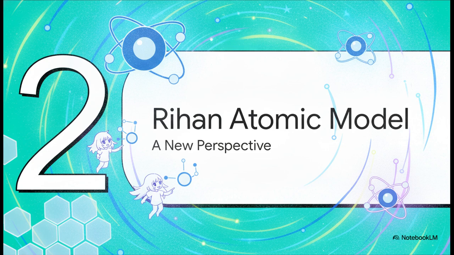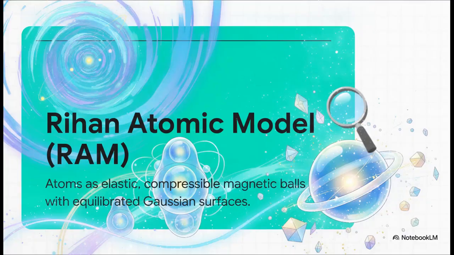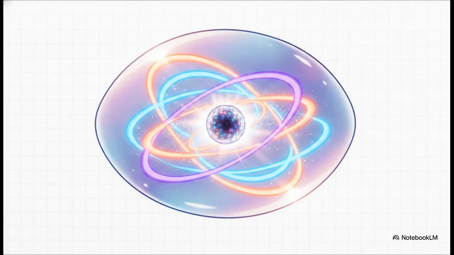Moving to Part 2, the Rihan atomic model, which offers us a completely new perspective. To understand Dr. Rihan's framework, we actually have to stop thinking of atoms as those rigid little solar systems with point-like electrons that we all learned about in school. Instead, RAM proposes that we visualize them as dynamic, elastic, and highly compressible magnetic balls, kind of like Russian nesting dolls made of envelopes or Gaussian surfaces for both protons and electrons. According to the theory, these structures are governed by two major forces: net momentum velocity balance, or NMV, and mechanical electrostatic equilibrium.